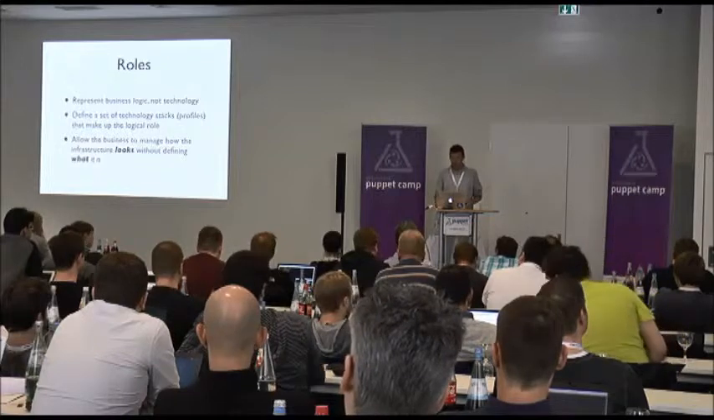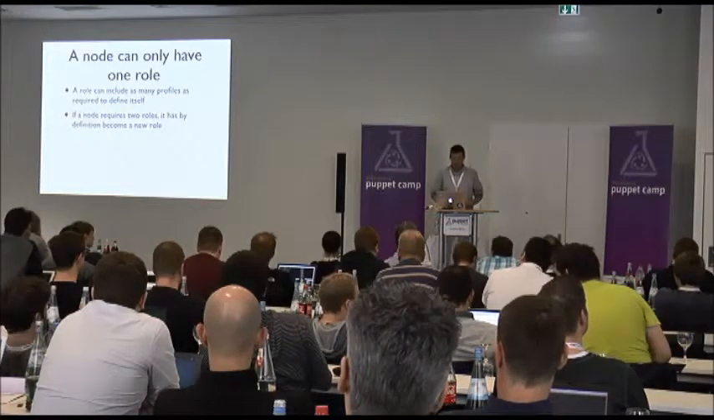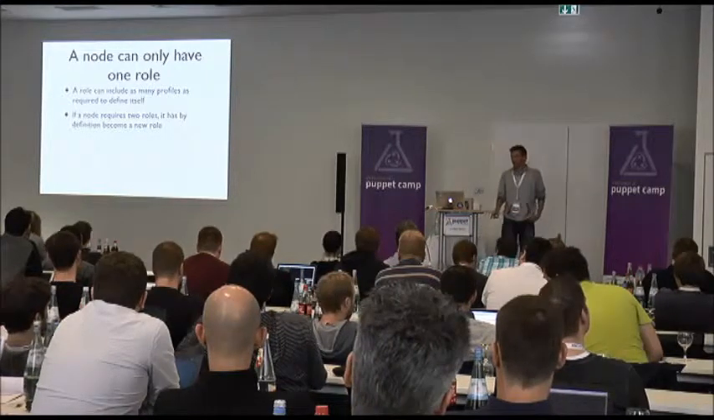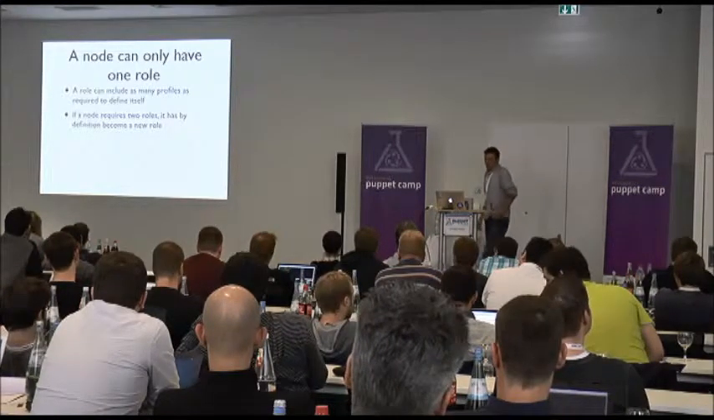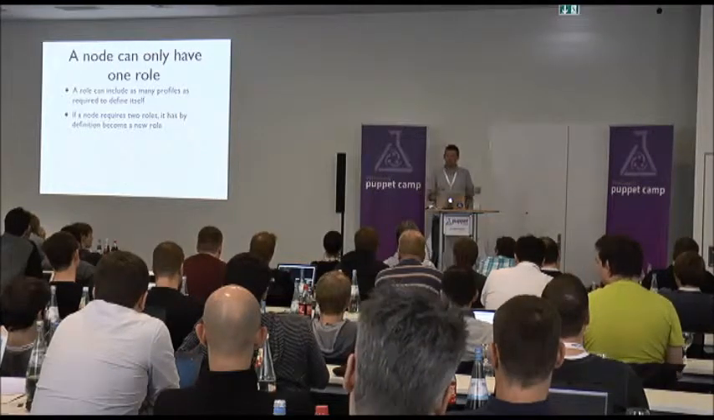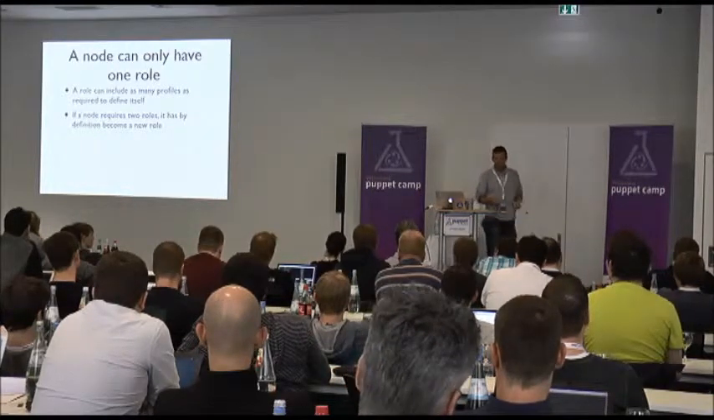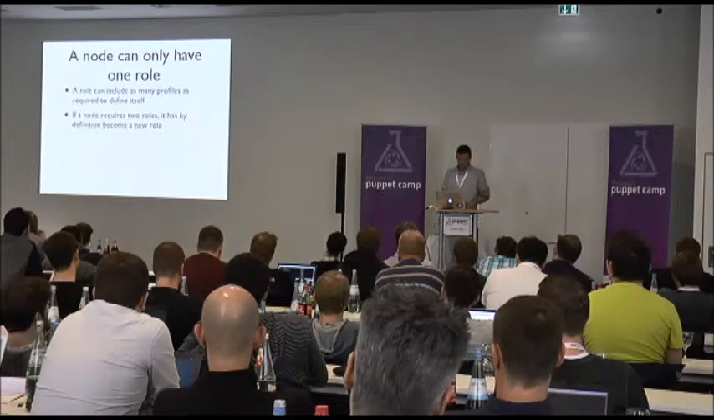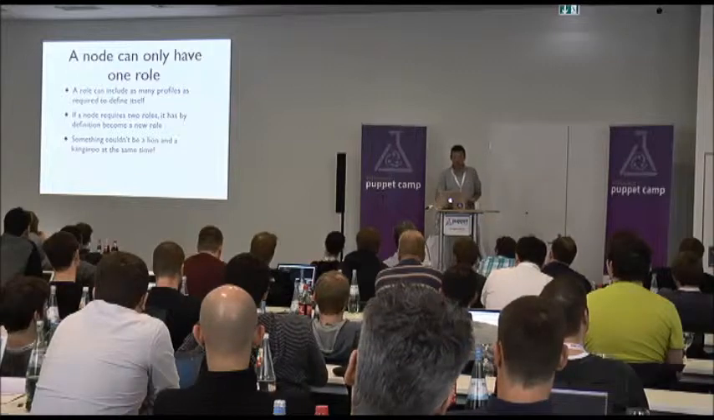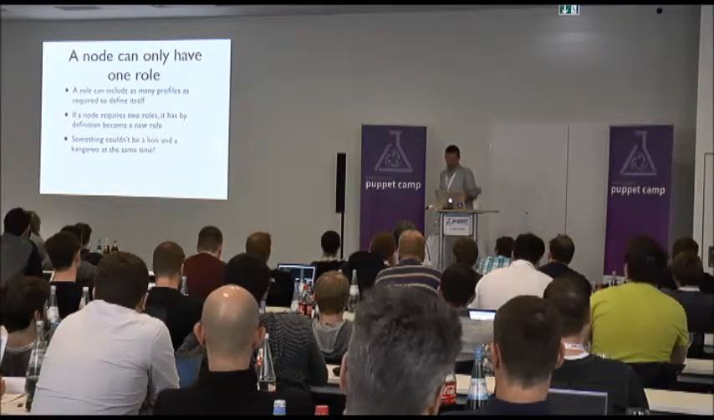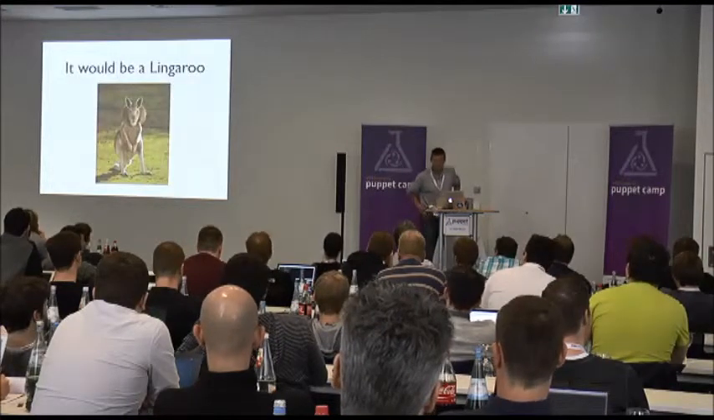So a couple of things with roles. A node can only ever have one role. So if a node needs to be slightly different than its next door neighbor, it's not a combination of roles, it's a new thing. So roles define what things are. So something, for instance, can't be a lion and a kangaroo at the same time. Dawn's smiling because she knows the next slide. It would be a lingaroo.